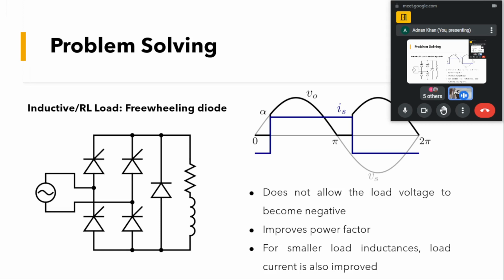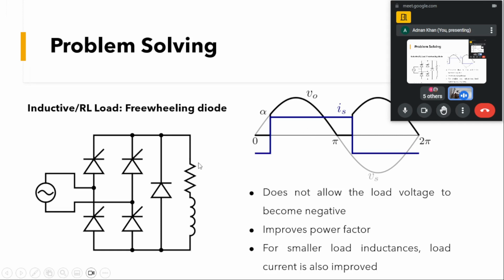And when our output voltage increases, our power factor would increase, because our source is the same. So power factor is V_out I_out by V_s I_s. As our output increases, our power factor will obviously increase. So because of this freewheeling diode, our load voltage doesn't go negative, our average is increased, which improves the power factor.